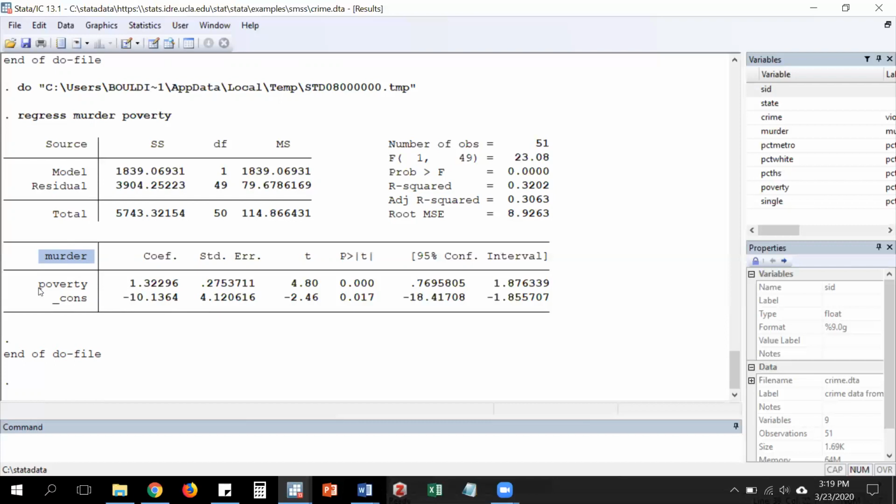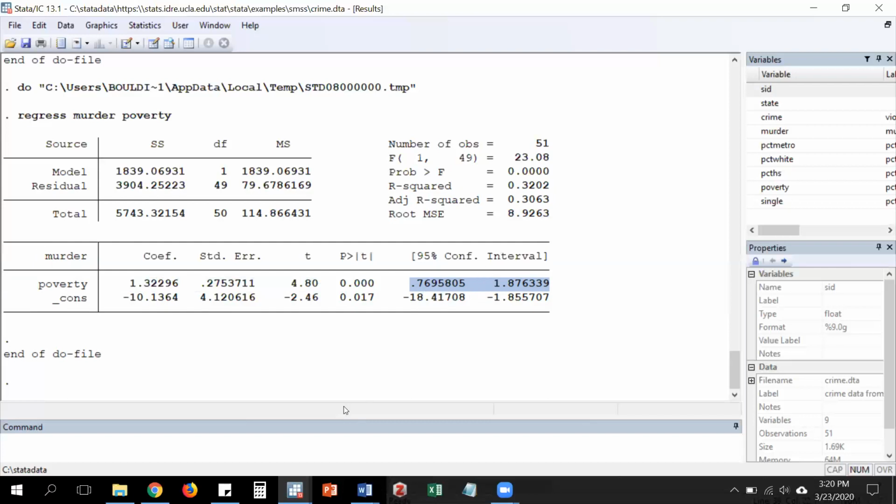So again, this would mean that for a 1% increase in the poverty rate in a state, we would expect the murder rate to increase, because this is a positive number, by 1.3 per 100,000 people. We can go over here and see that the confidence interval ranges between about 0.8 per 100,000 and 1.9 per 100,000 people. This confidence interval does not include 0.